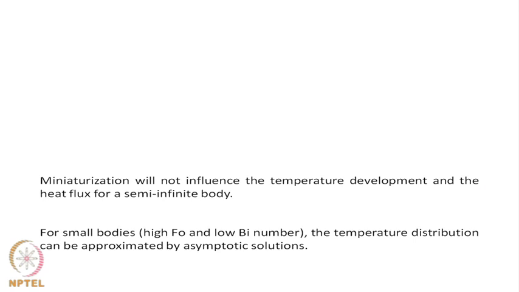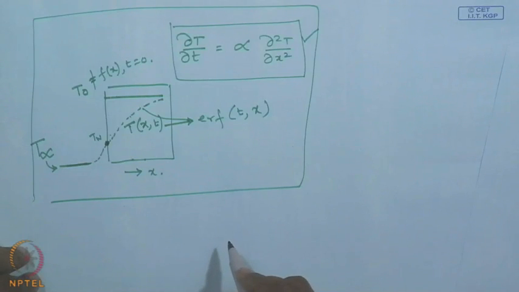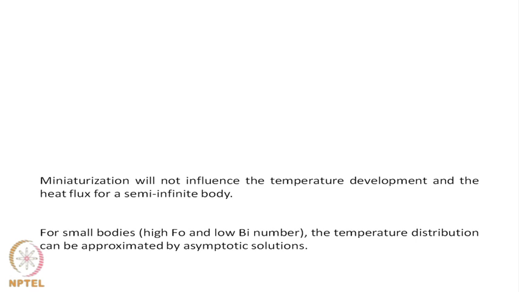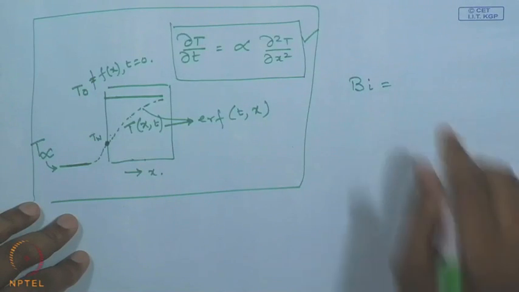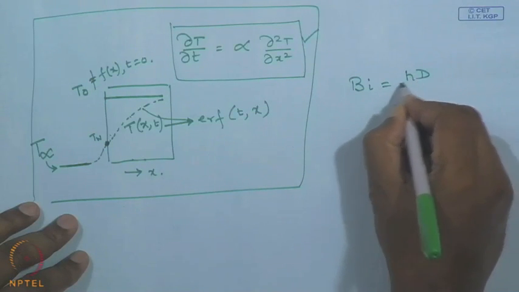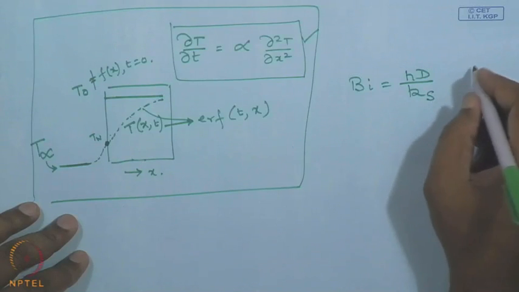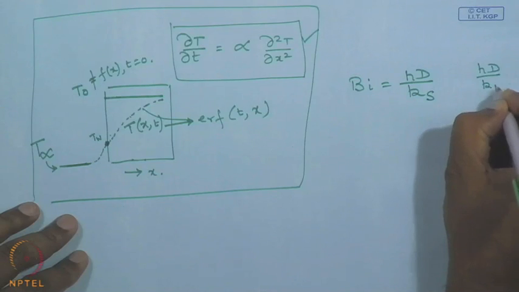But what is important here to know is that the same equation can be used for a semi-infinite body, and for small bodies there are certain numbers which we need to consider, which are small values of Biot number. Biot number is defined as h d by k, where this k is the k of the solid, unlike the Nusselt number which is also h d by k, but this k is for the liquid.